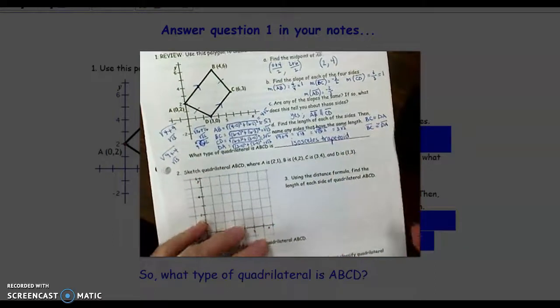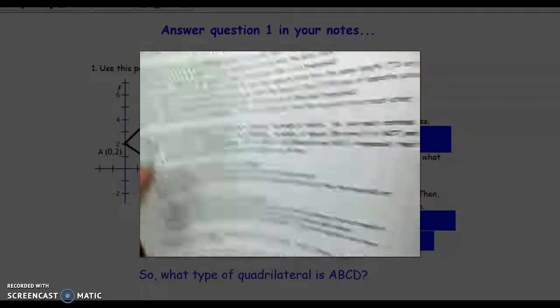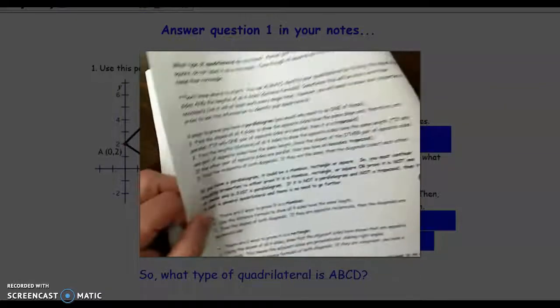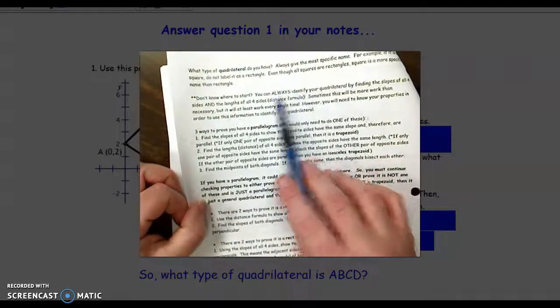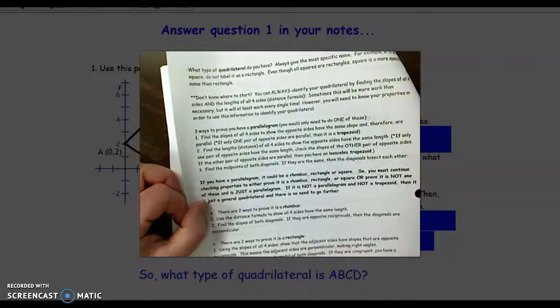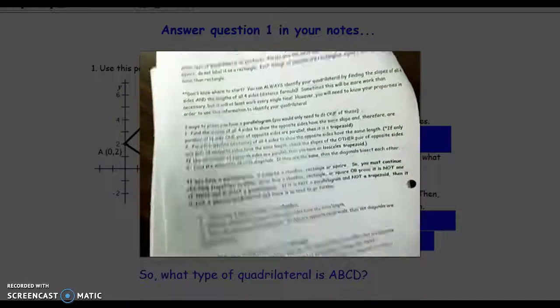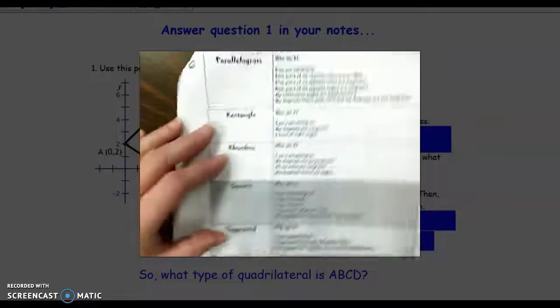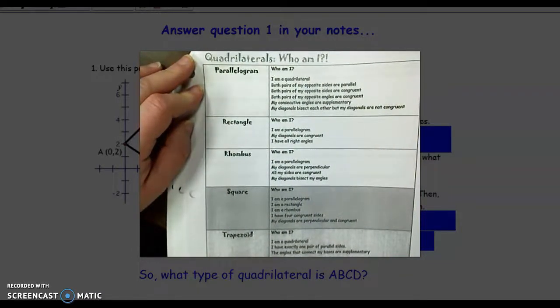You have some additional notes on this page. Back here, this is great if you're stuck at trying to tell what type of quadrilateral you are having. This kind of steps you through all the different ways that you could prove what type of parallelogram it is or what type of quadrilateral it is. There's also all the features of the special quadrilaterals that we have learned here.